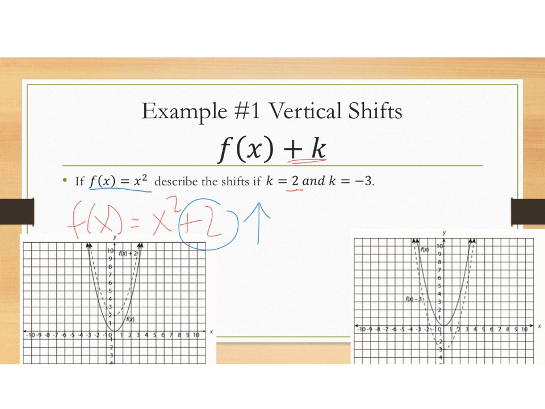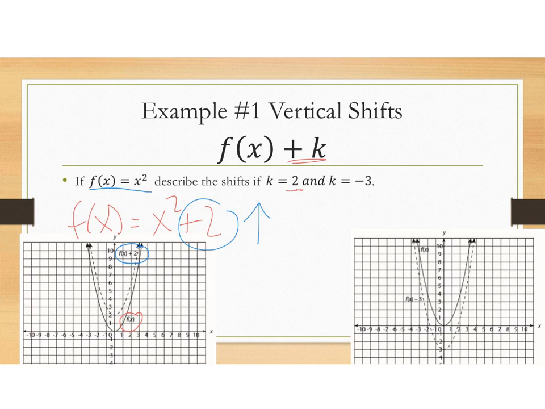If you graph both the parent function and this function, you're going to get a shape like this. We can see the parent function here, the solid line, and we can see the transformation function right here, and we can see all that's happened is it's moved up 2 points. Every single point on the graph has just moved up 2 points.